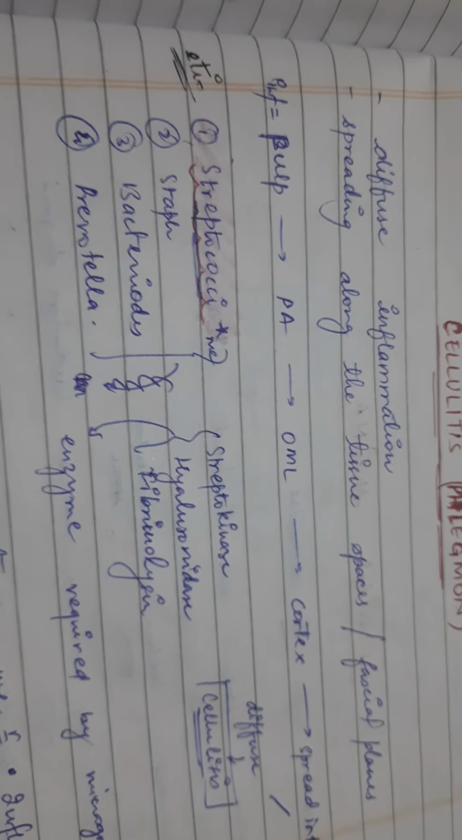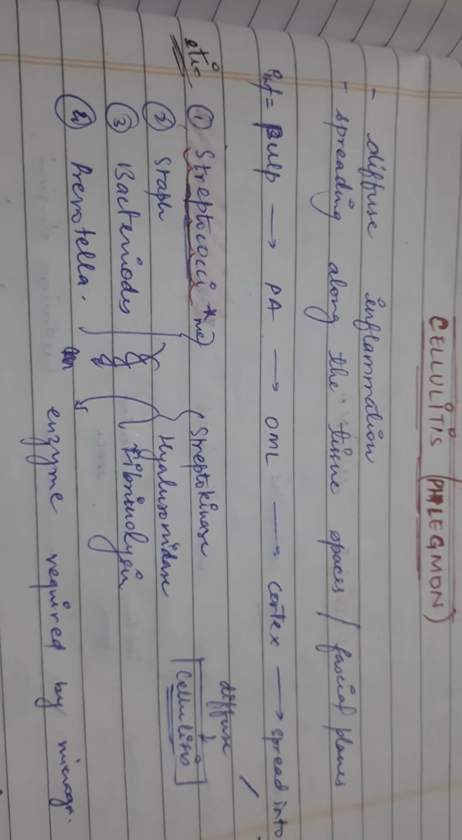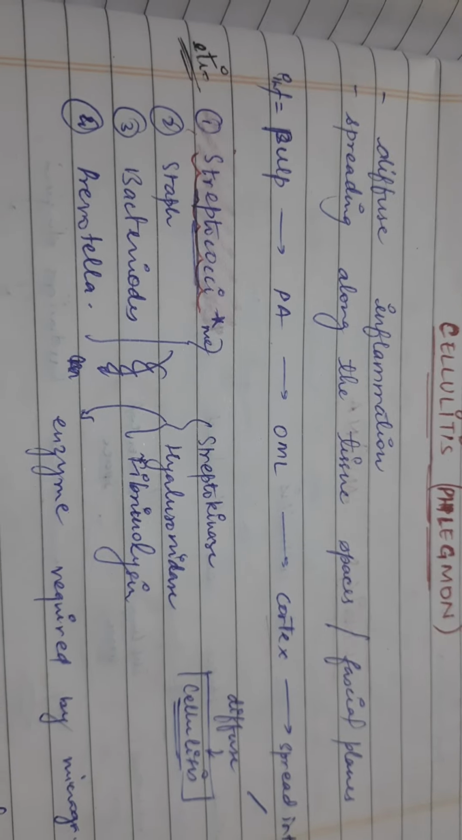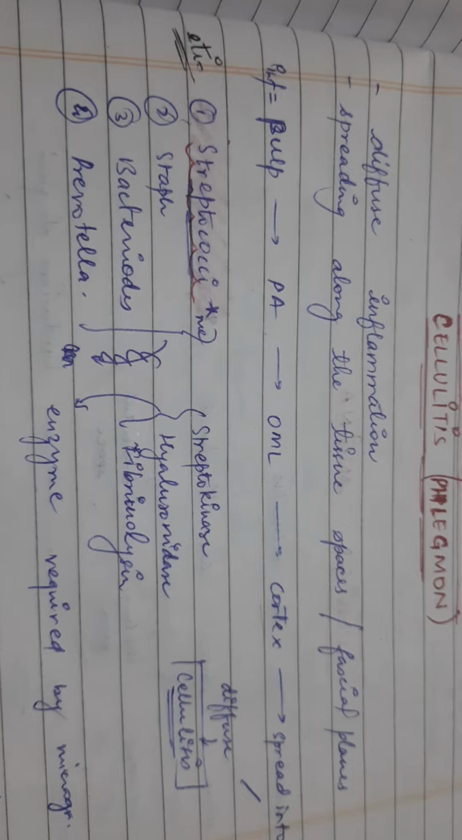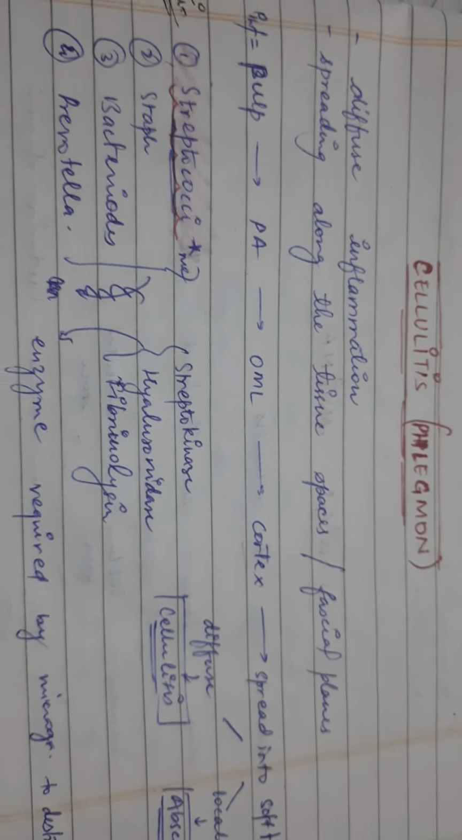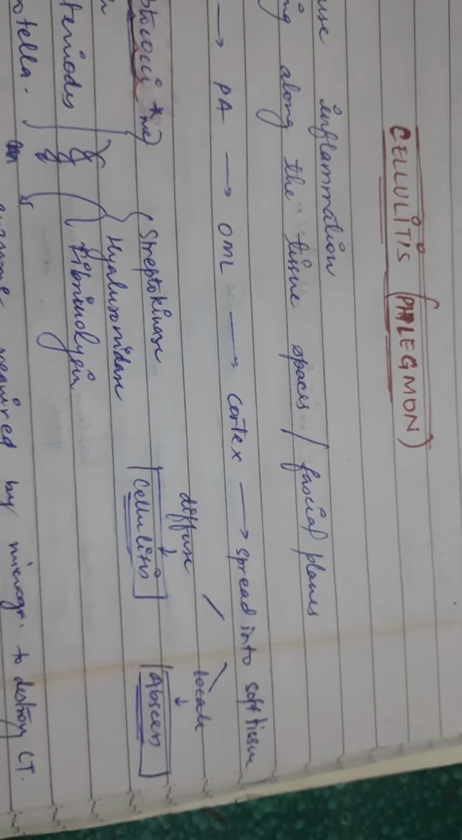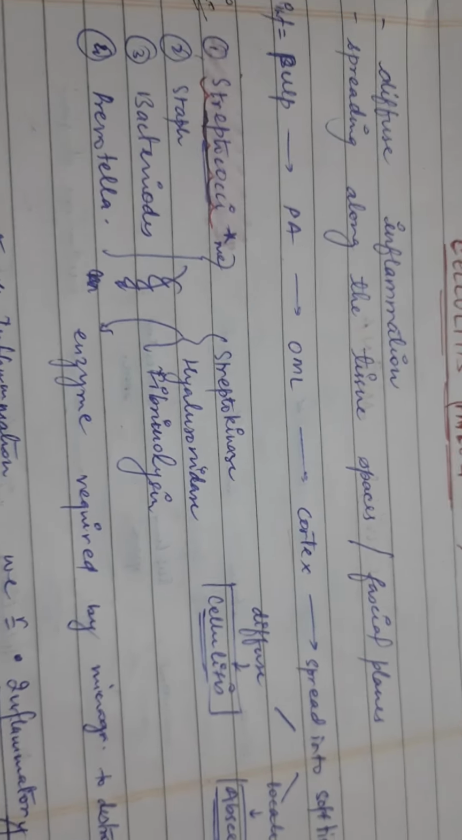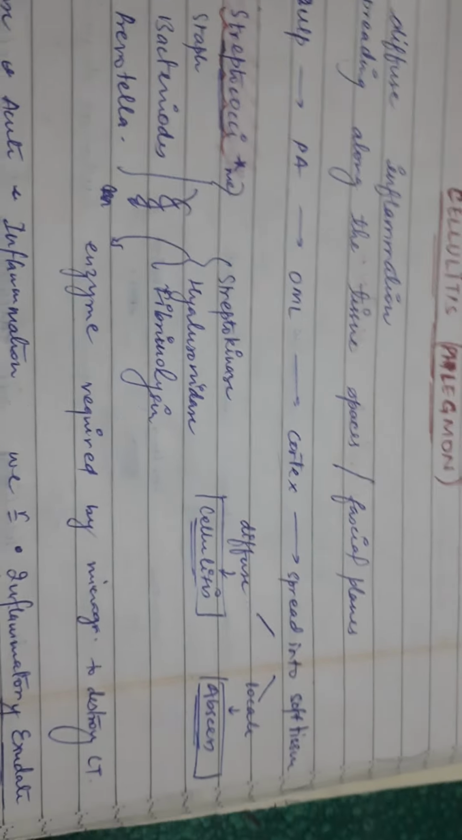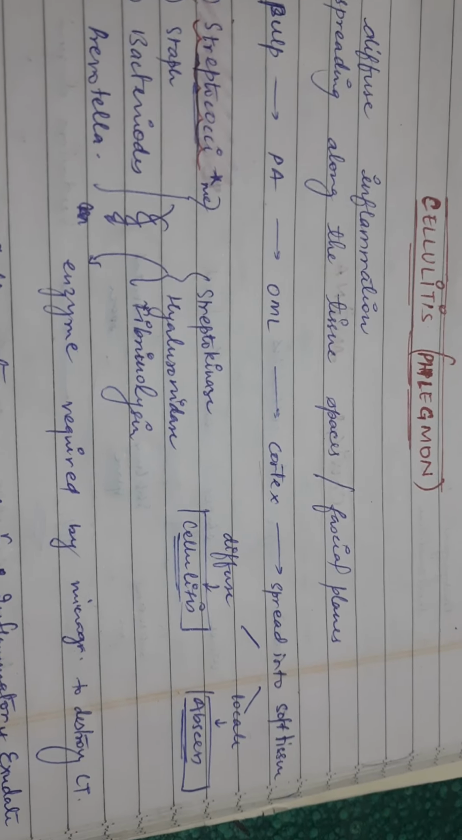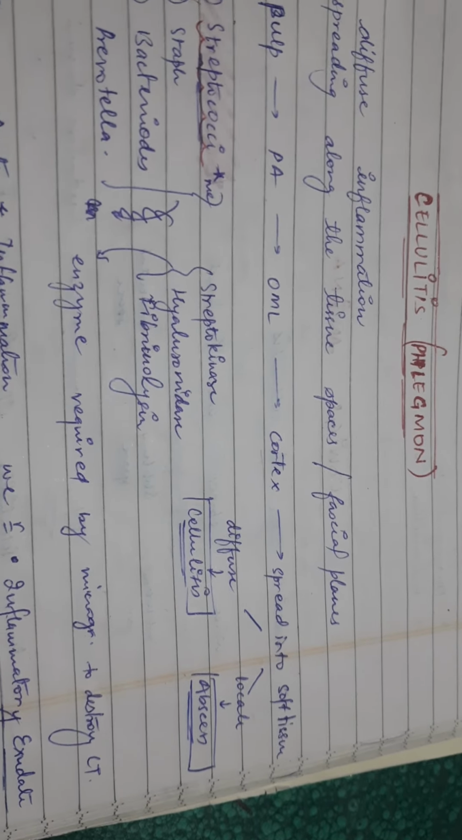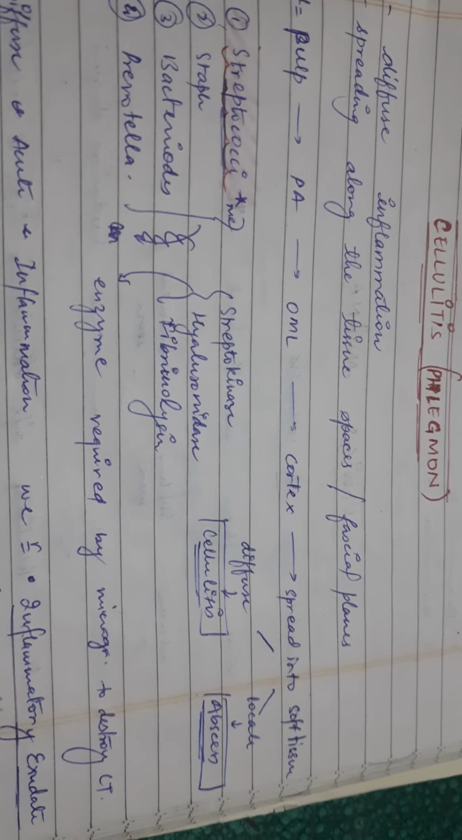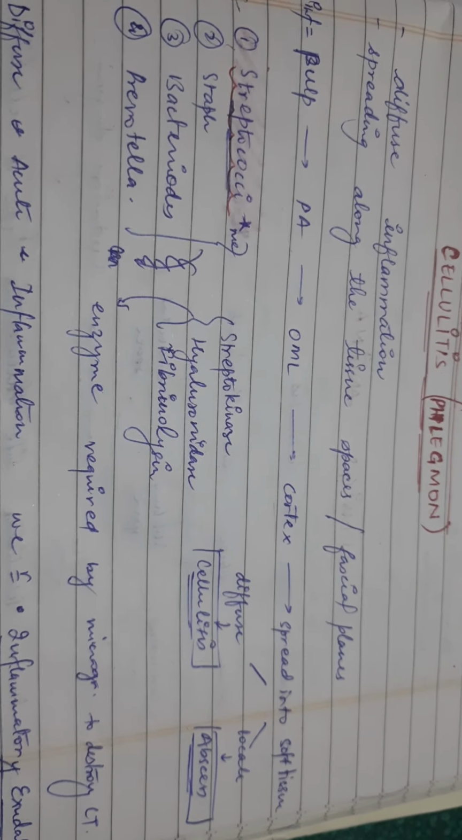When pulp infection occurs, it will go apically, and then into bone, which will cause osteomyelitis, and then through the cortex, and spread into soft tissue, which is further divided into diffuse and local. Diffuse is called cellulitis, and local is called abscess.